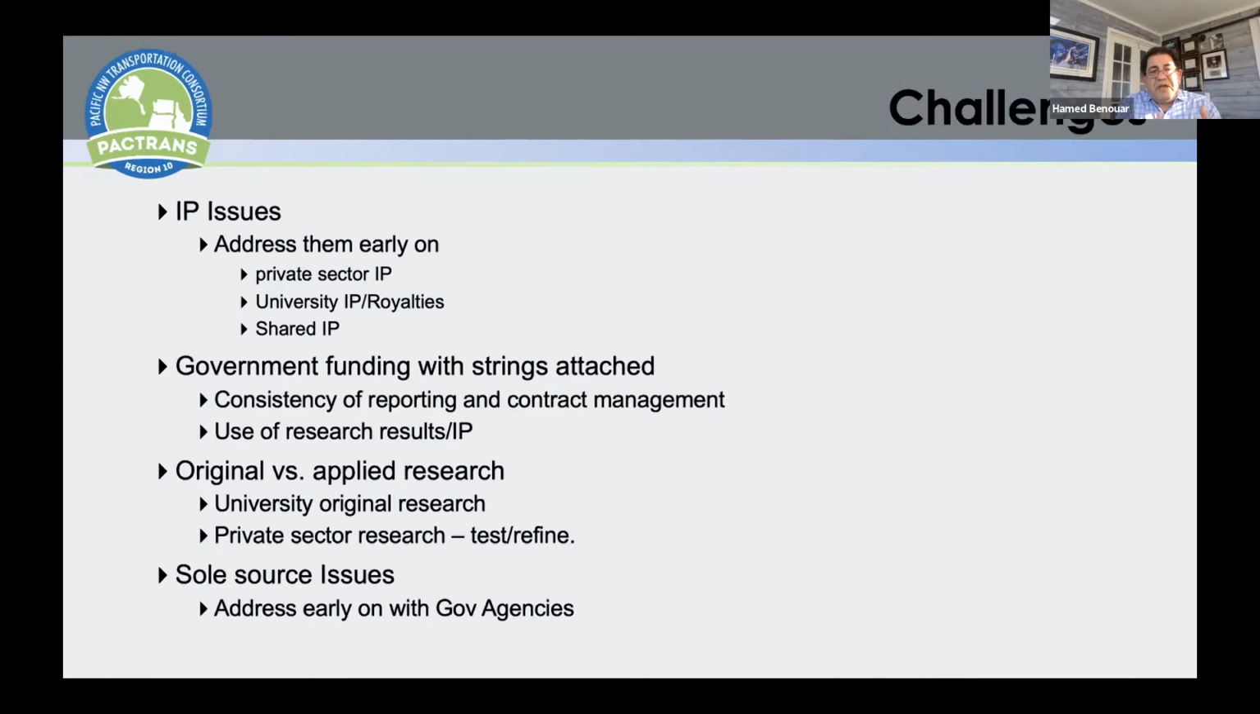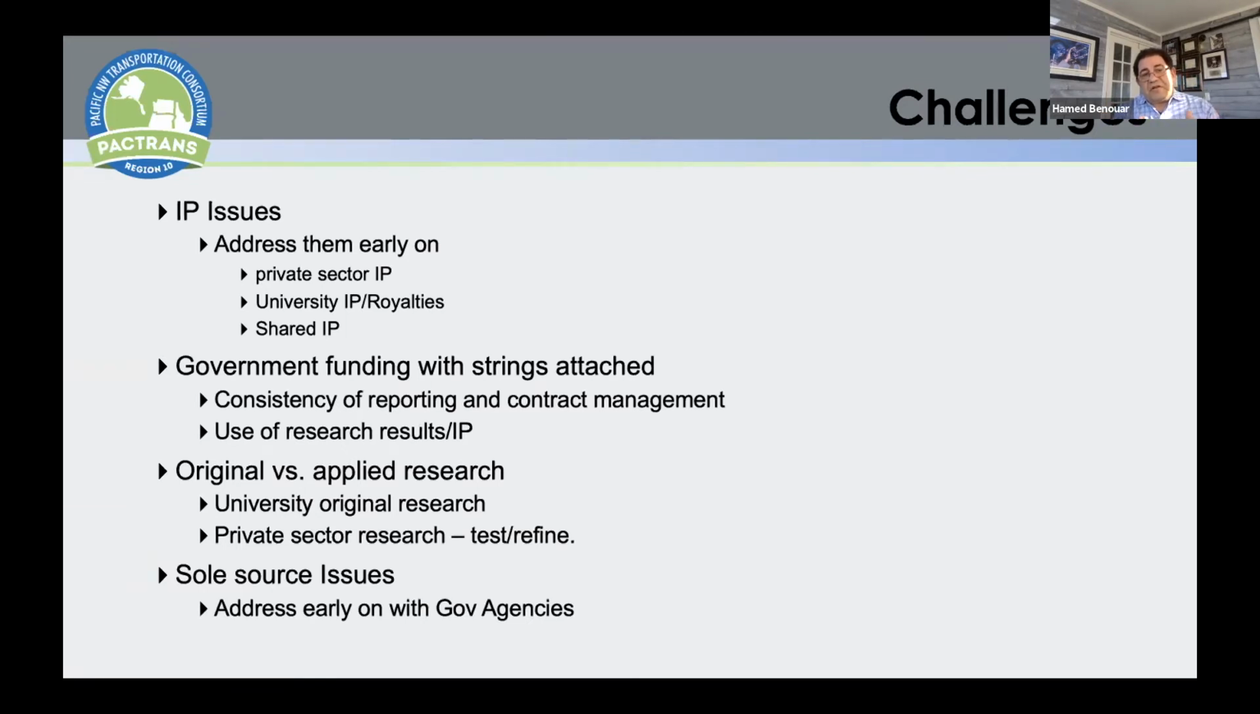University sometimes creates their own knowledge and IP, and there are universities that maybe can share that IP with the private sector through some type of a royalty agreement and so on. But anyway, just the IP issue can be a showstopper, so it needs to be addressed early on and needs to be taken care of.